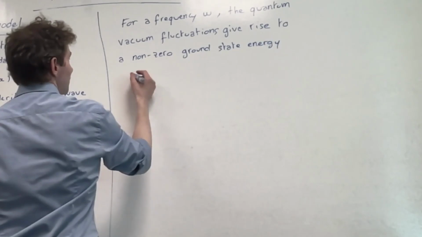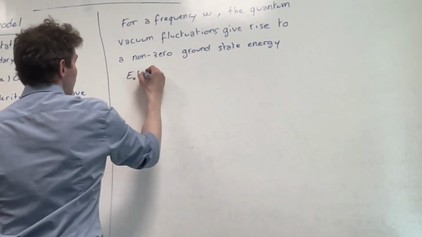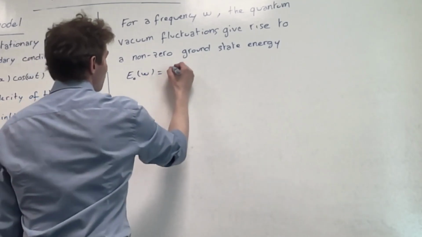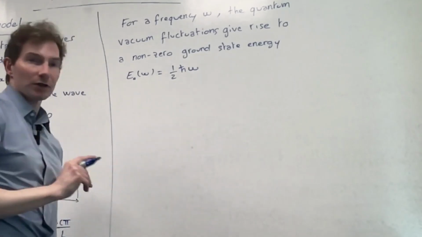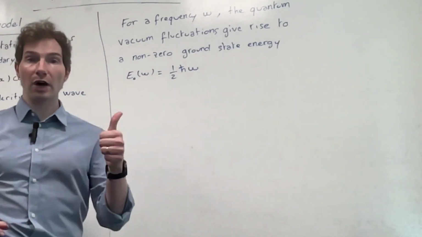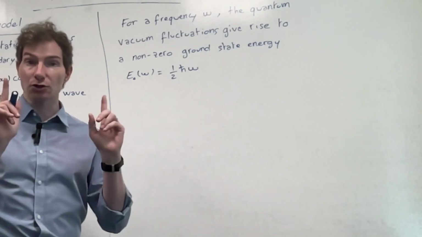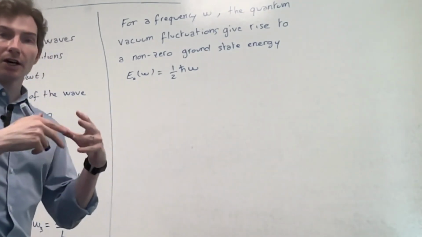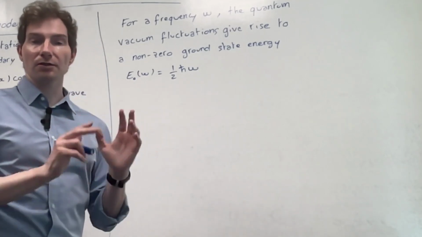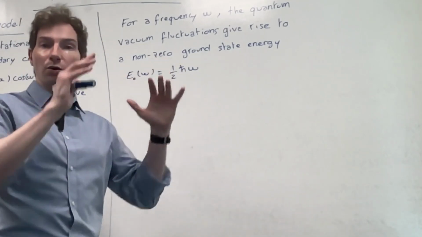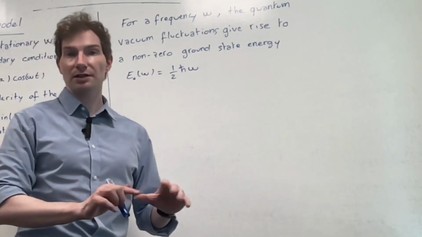And this is basically equal to, let's say, E0 of omega is equal to half h bar omega. Okay? So that's for one oscillator that oscillates at frequency omega, and that's the ground state energy. Now, the definition of the vacuum is precisely that. The vacuum is when all possible modes of oscillation are in their ground states.